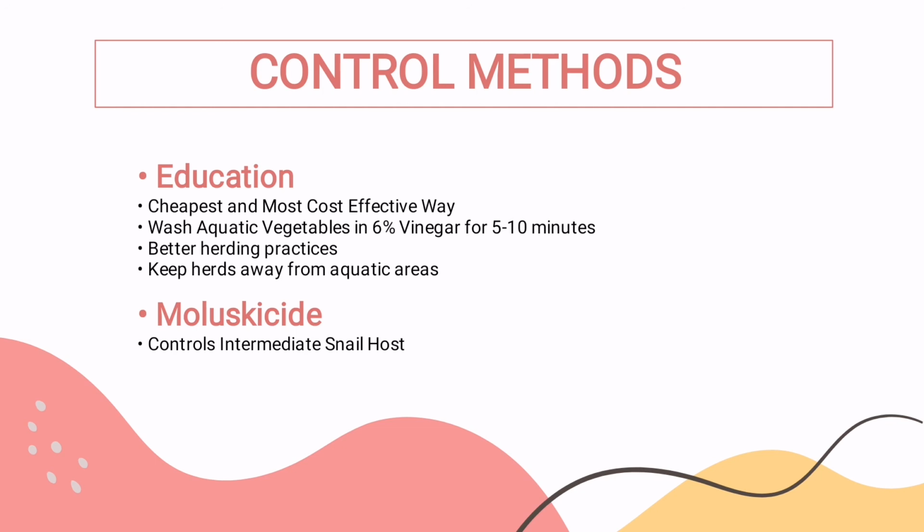Control methods. Education is the cheapest and most effective way. Wash aquatic vegetables in 6% vinegar for 5 to 10 minutes. Better herding practices: keep herds away from aquatic areas. Individual people can protect themselves by not eating raw watercress and other water plants, especially from areas with Fasciola. Another control method is using molluscicide to get rid of snails and other pests. And that's all.